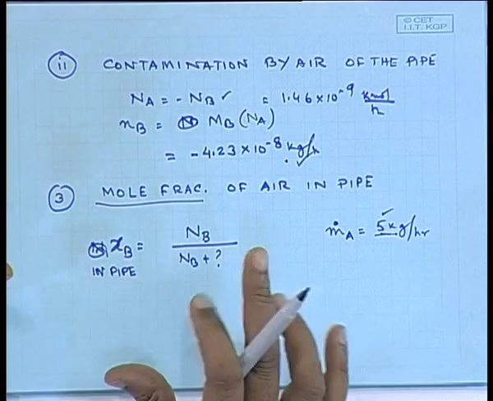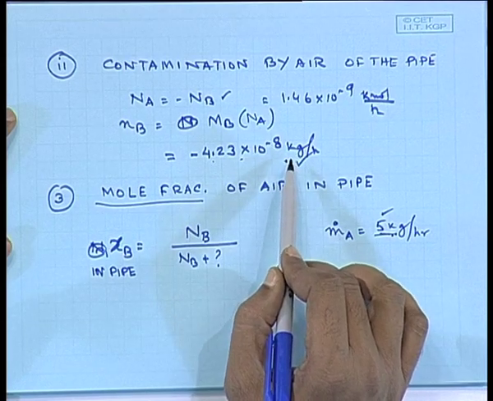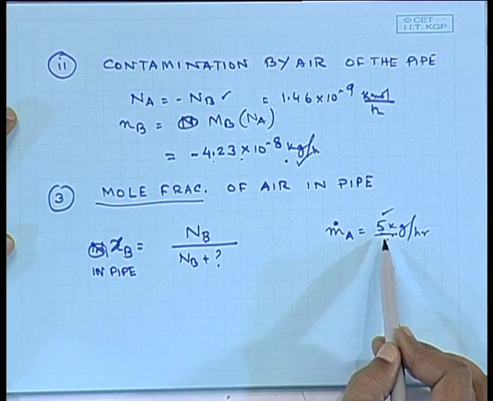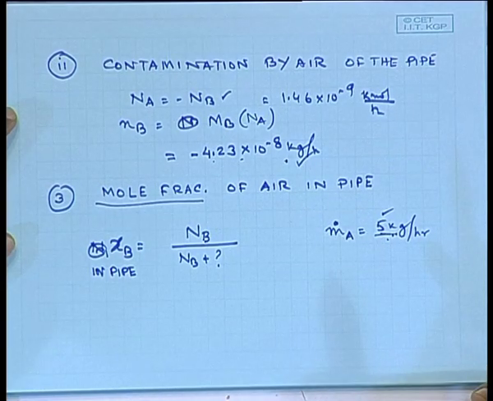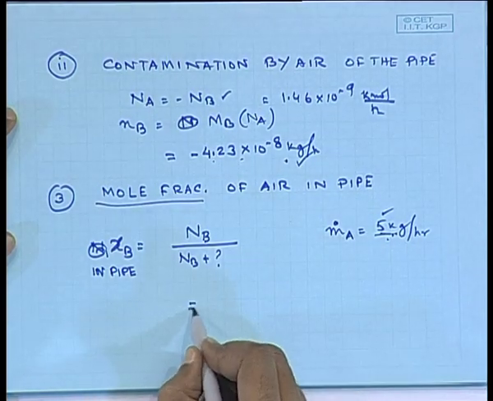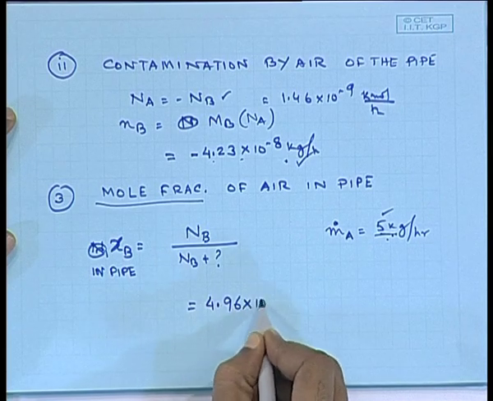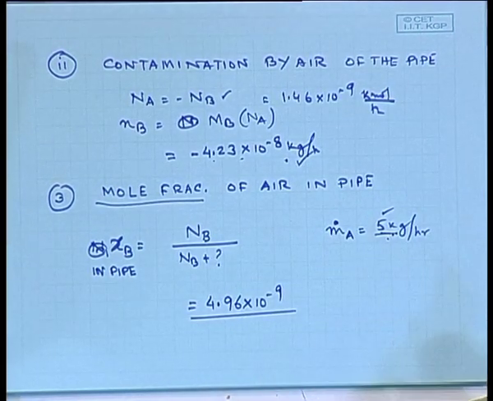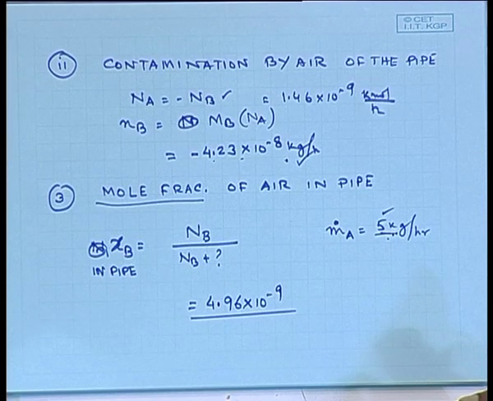If I isolate 1 hour worth of ammonia, it's going to be 5 kg, and in that 5 kg I have about 10 to the power minus 8 kg, that's the amount of air present. So I should be able to find the mole fraction by dividing each by its corresponding molecular weight and then using the formula for mole fraction. When you put the numbers, it would be 10 to the power minus 9. This is very, very small, almost negligible, and this also confirms our assumption that the presence of air in the pipe is extremely small.